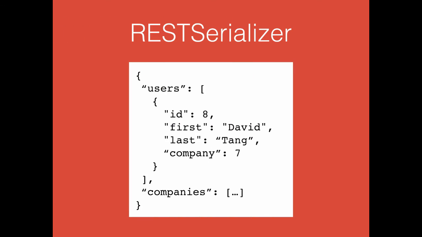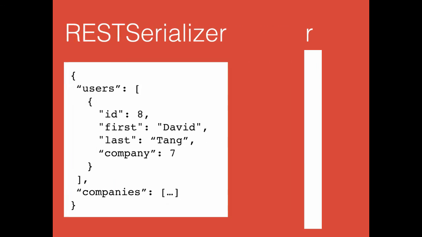Some APIs do something like this, where you have a root key that says users, and you have the data nested under that. This is when you use the REST serializer. If you're using Rails as a backend, I haven't used Rails, but I think they set up JSON responses to look like this. So then it just works if your API looks like that.